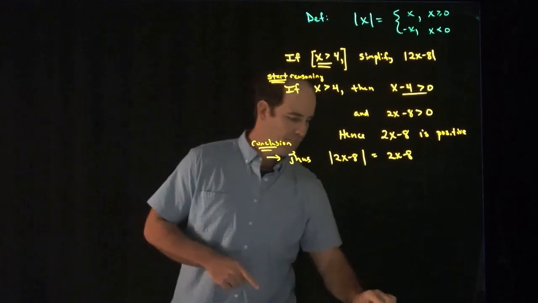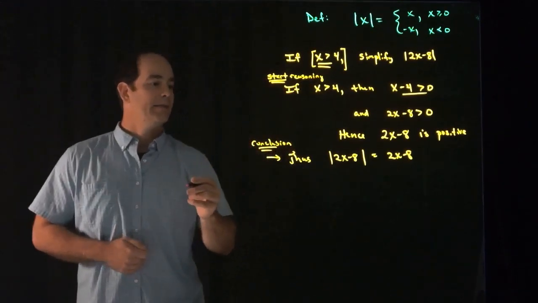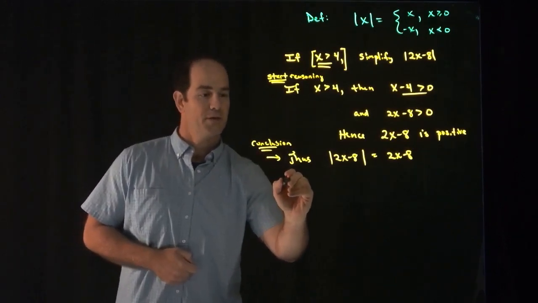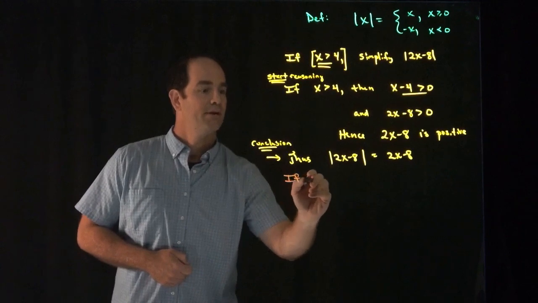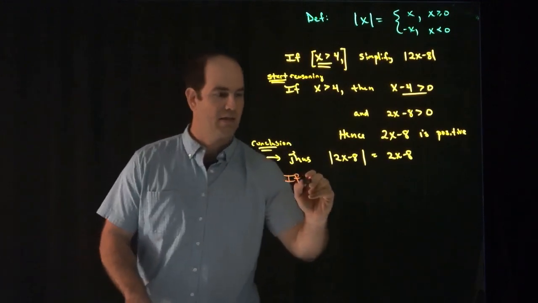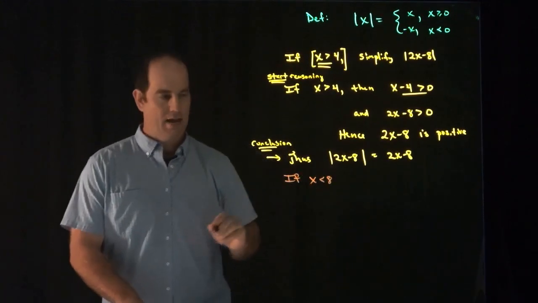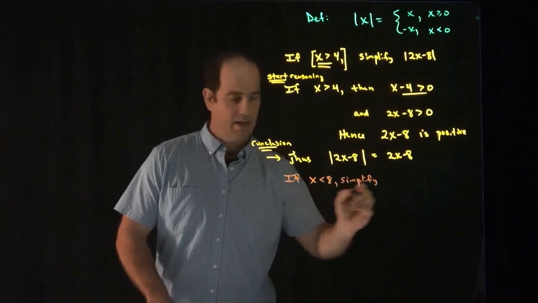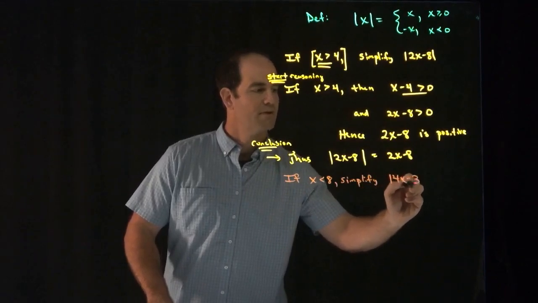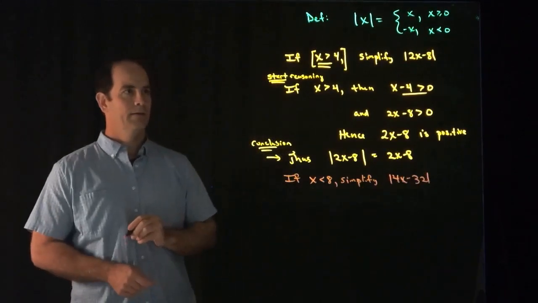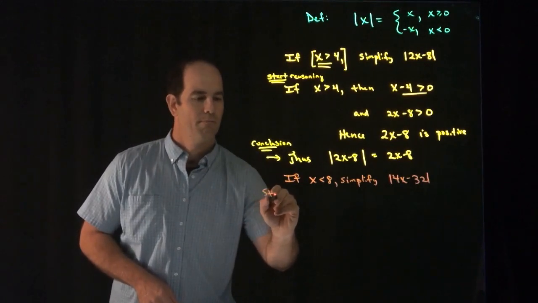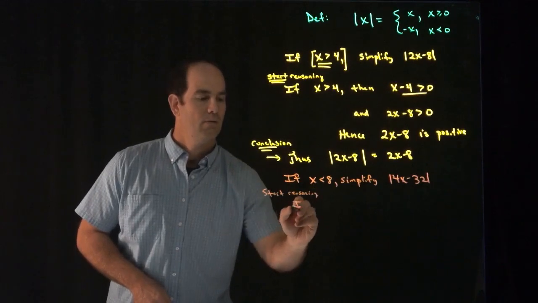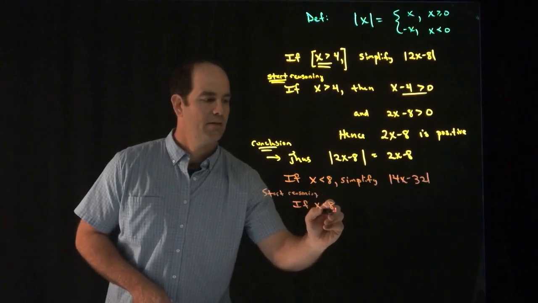Okay, let's try another one. In this case, if x is less than 8, I would like to simplify the absolute value of 4x minus 32. So let's start our reasoning with x being less than 8.